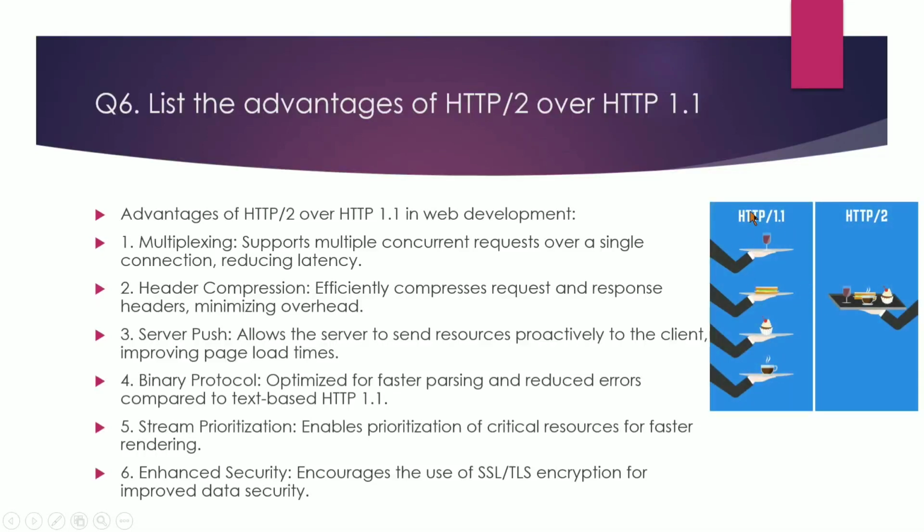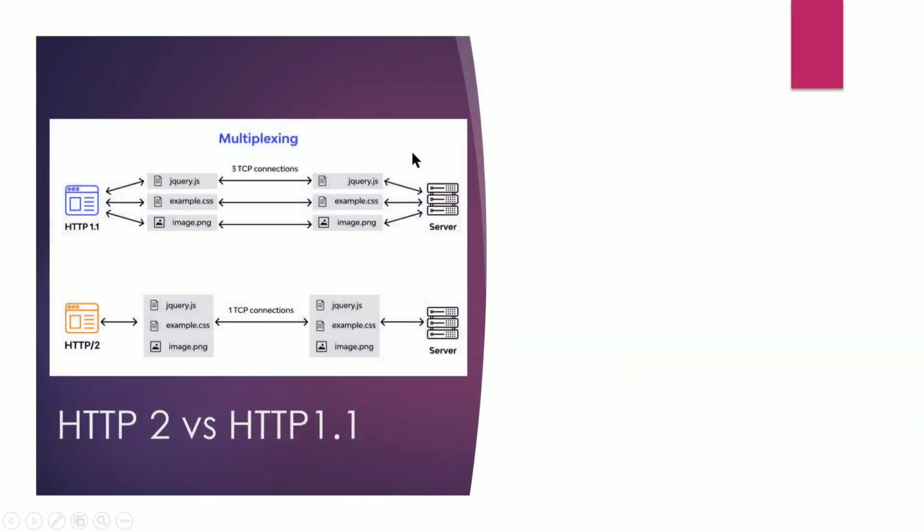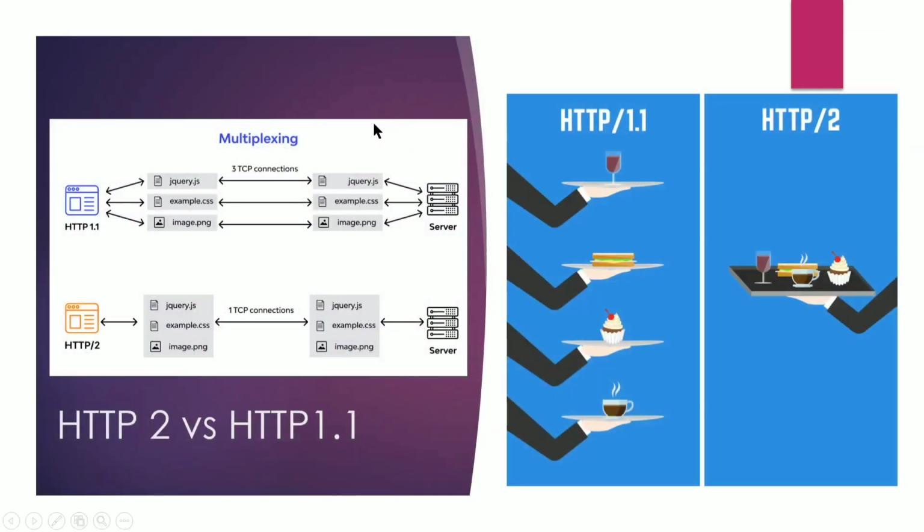Like you can see in this example, in HTTP 1.1 you used to make different requests one by one, but in HTTP2 you can make multiple requests at a time. In this case a waiter is making the first request, then second, then third, then fourth. But in HTTP2 you can actually make concurrent requests. So this is it for this question, and now let's move to the next question.